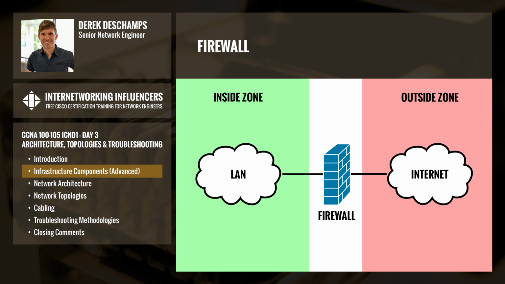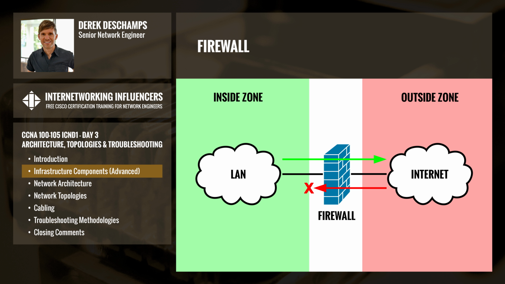A firewall like the Cisco Adaptive Security Appliance, or ASA, allows us to add interfaces to security zones. We can then apply security policies to the different zones to control what traffic is allowed to flow between zones. For example, a typical network will consist of an inside zone for the local area network and an outside zone for the internet.